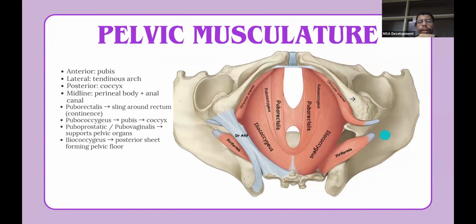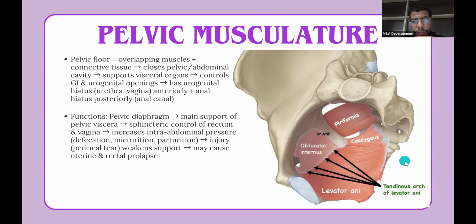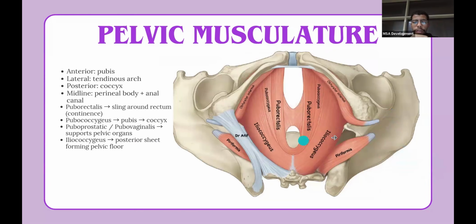Okay, the slide is over. For the levator ani, we have different muscles that make it up. We have the iliococcygeus, we have the puborectalis, and we have the pubococcygeus. All of them together are the levator ani.